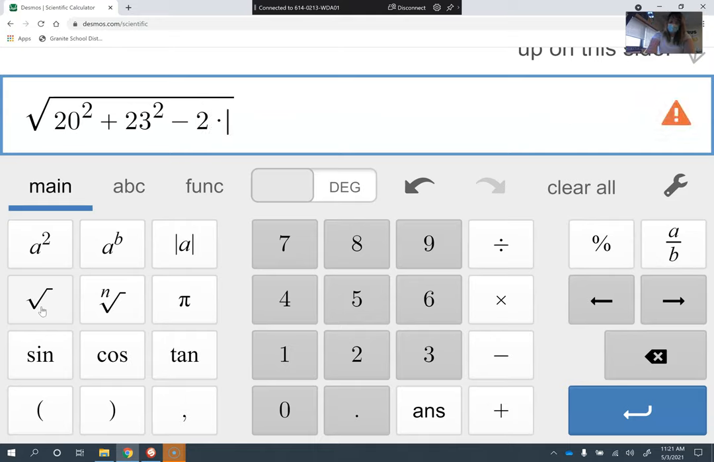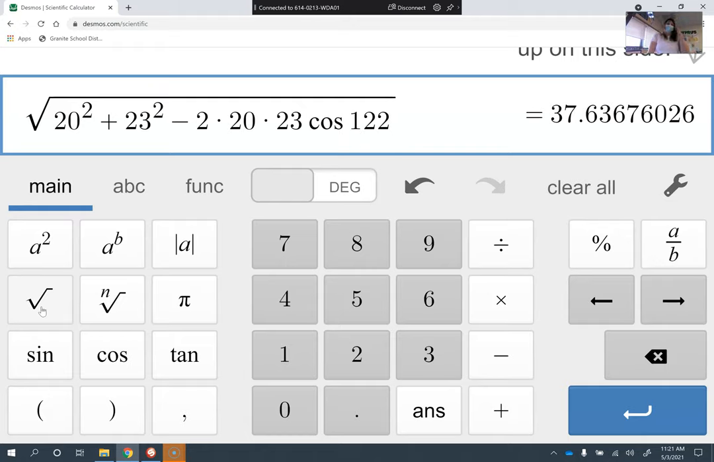2 times 20 times 23, and then you can just write cosine. You don't have to put times if you don't want to. 122. So you literally plug that whole thing in.